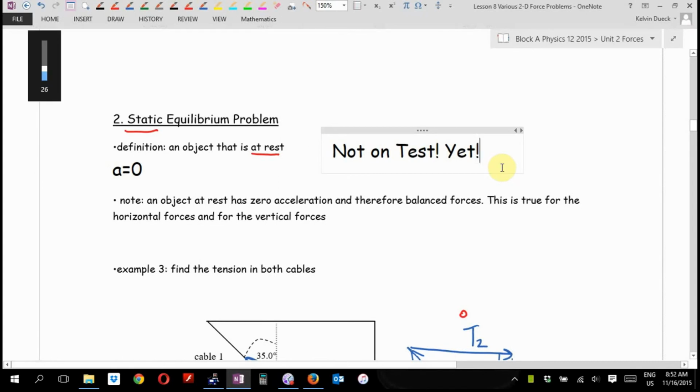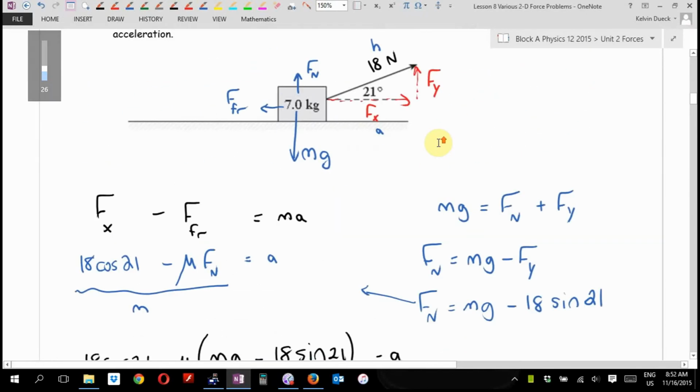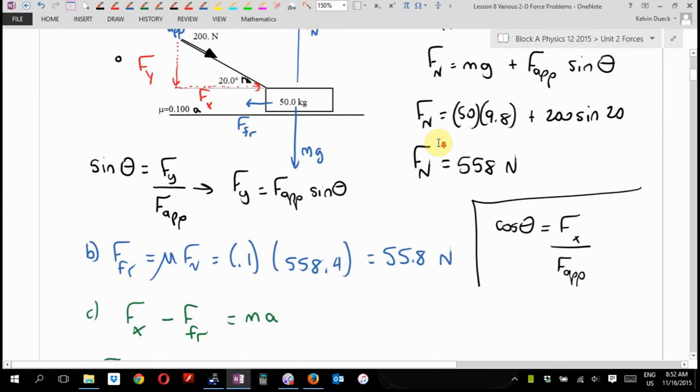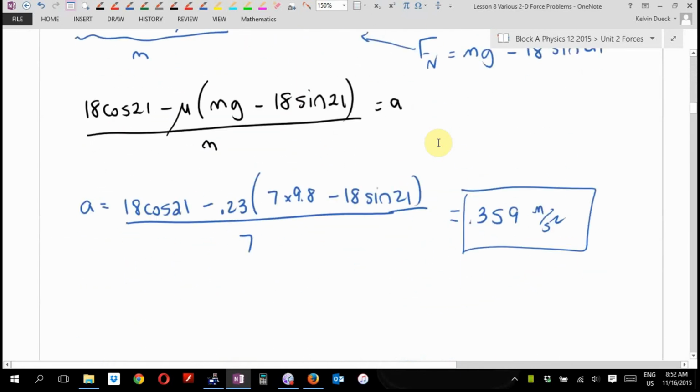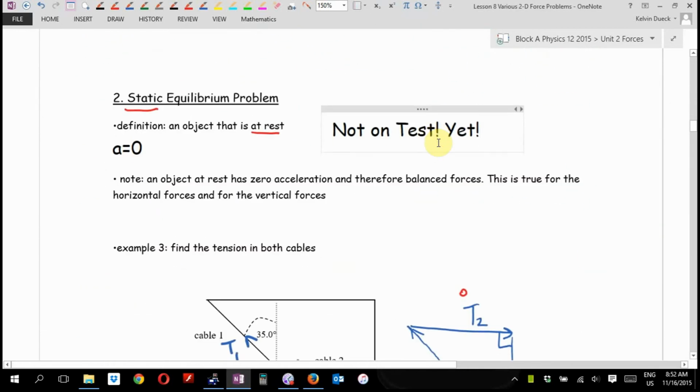So we looked at last day at the lawnmower question. I like the lawnmower question. There's a bunch in your homework for this lesson. Static equilibrium, not on your test yet. We will do a whole unit on it towards the end of the year.